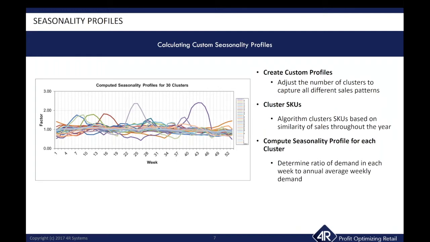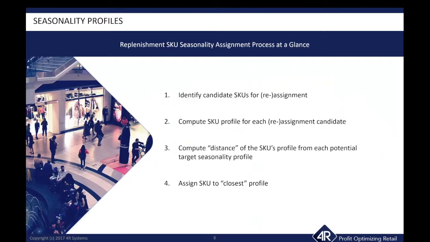Our algorithm clusters SKUs based on the similarity of sales throughout the year, and the seasonality profile for each cluster is then computed by determining the ratio of demand in each week to the annual average weekly demand. So once the default and custom profiles have been created, we're ready to move on to the assignment process.